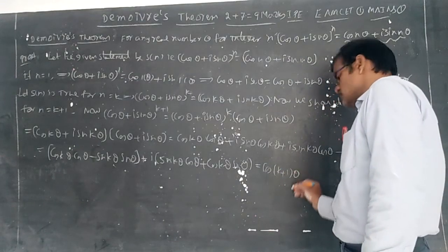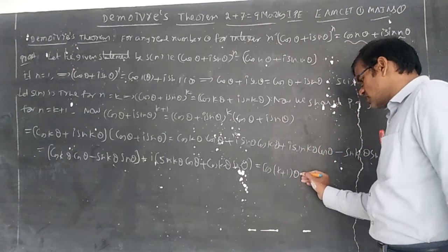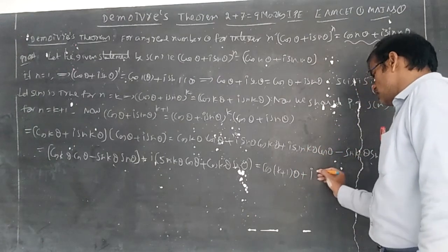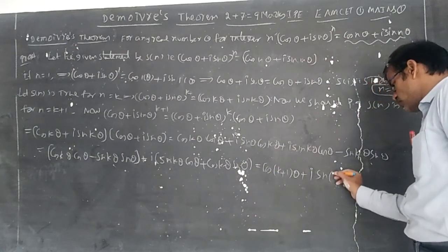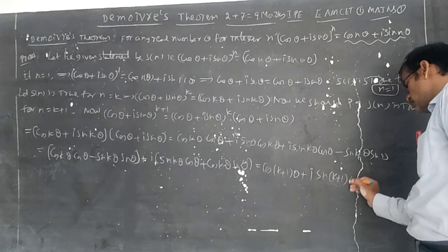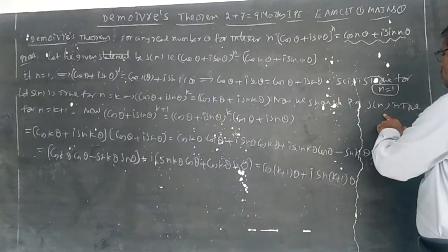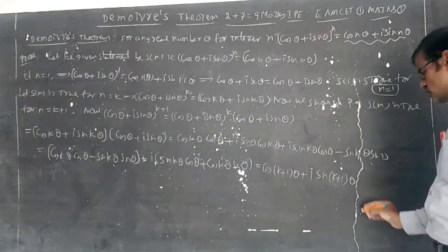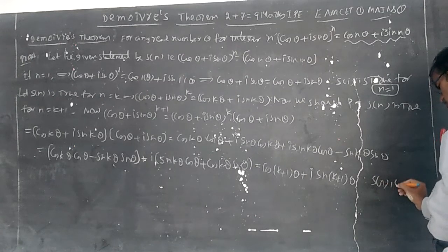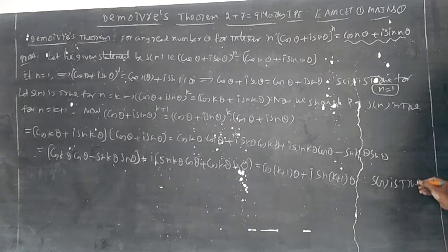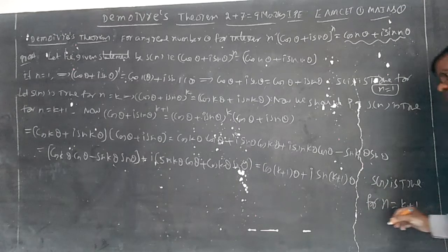You can write here cos of (k plus 1) theta, or cos of k theta plus theta, with i taken common and written like this. Here, plus i into sin A cos B plus cos A sin B becomes sin of A plus B. So here you write sin of (k plus 1) theta. Whatever we needed to prove, we have proved for n equal to k plus 1. Therefore, we can write S_n is true for n equal to k plus 1.